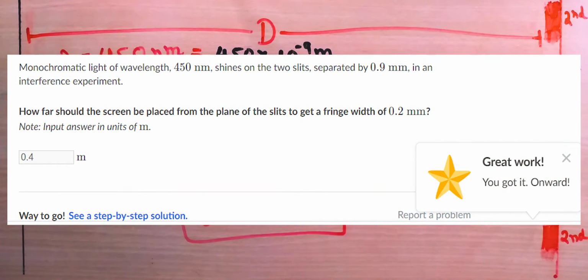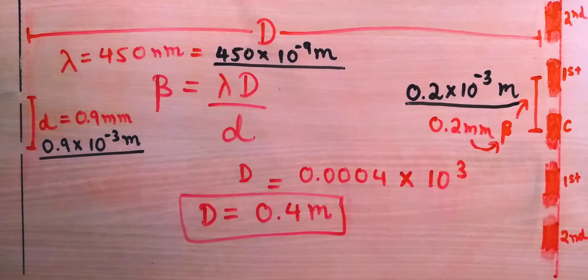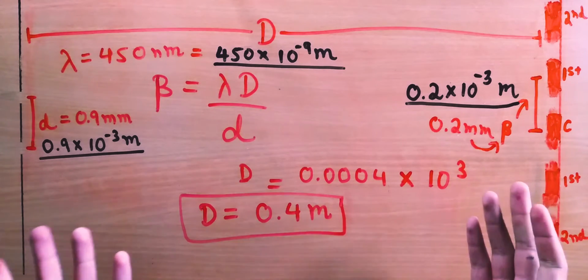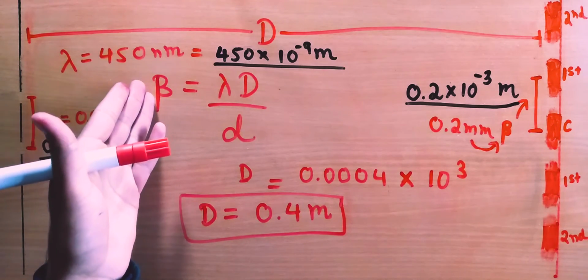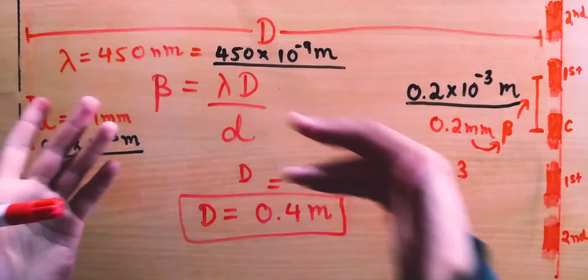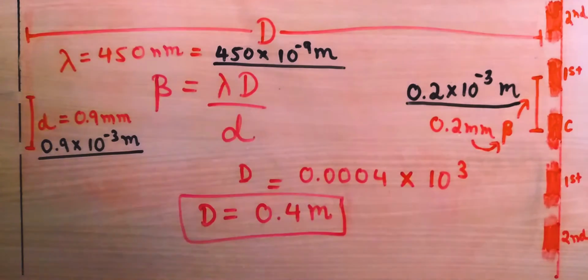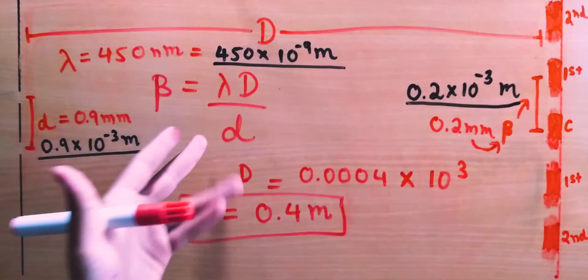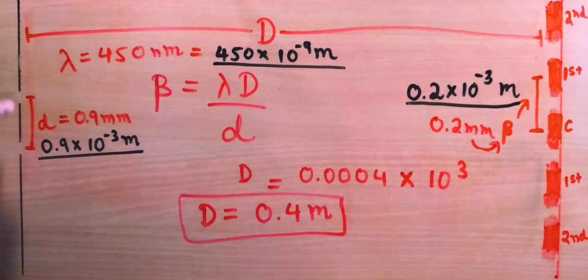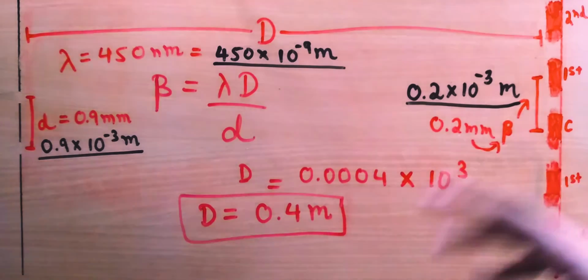And you can follow a similar approach in all questions in the given exercise. In some questions you might be asked to find the fringe width or the wavelength of the light, or as in this question, the distance between the screen and the slits, or in some questions you have to find the distance between the two slits themselves. But you can follow a very similar approach.